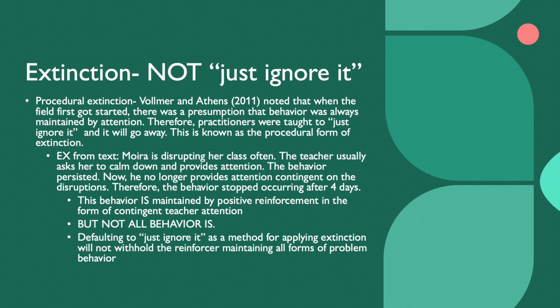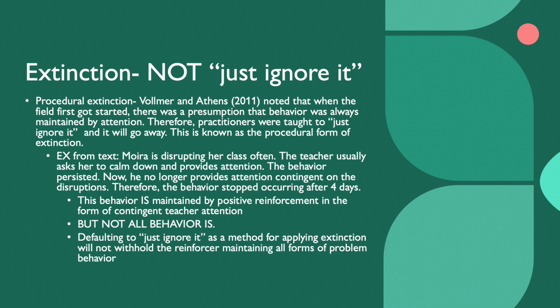Therefore, when a practitioner wanted to implement extinction, they were taught that to implement extinction, all you have to do is just ignore the behavior and it will go away. So this is actually an incorrect thought process, and it's a form of extinction that they identified as a procedural form of extinction. So here's an example of a procedural form of extinction where you're taught to just ignore it, which is not what extinction is or how extinction should be implemented, okay?